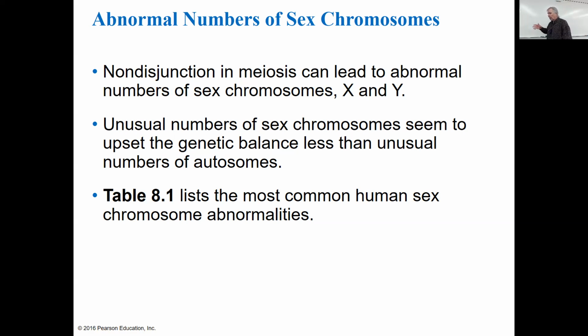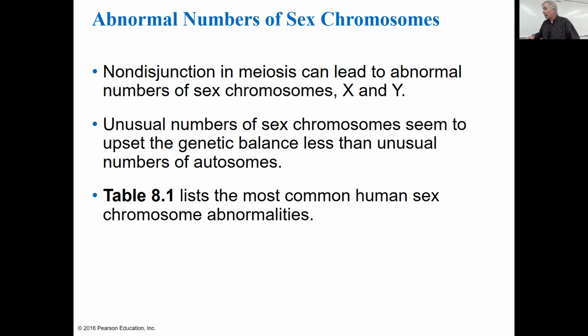Okay. Unusual numbers of sex chromosomes seem to upset the genetic balance less than unusual numbers of autosomes, because in some of these there's no phenotypic change. Nothing you can see from the outside. They're perfectly normal people, and yet they have an extra chromosome, or they're missing a chromosome. So, like I said, aneuploidy in the sex chromosomes seems to have less of an effect on the overall person than in the autosomes.